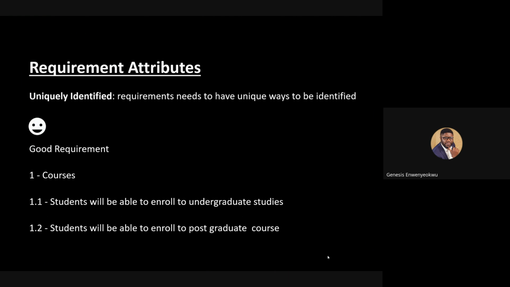1.1, students will be able to enroll to undergraduate courses. 1.2, students will be able to enroll to postgraduate courses. In this way, we have uniquely identified the requirement. And at any point in time, we can make reference to this requirement and say, let's look at requirement 1.1. What does requirement 1.1 say? Or what does requirement 1.2 say? Right? In that way, we know that the requirements have a unique identification.